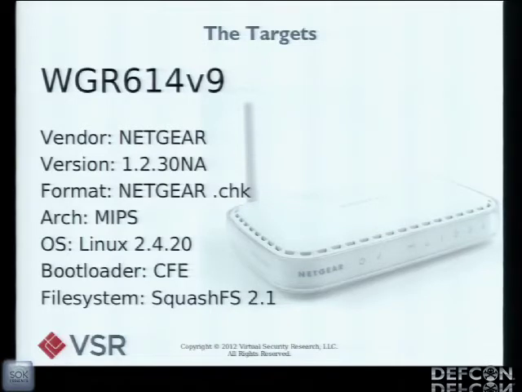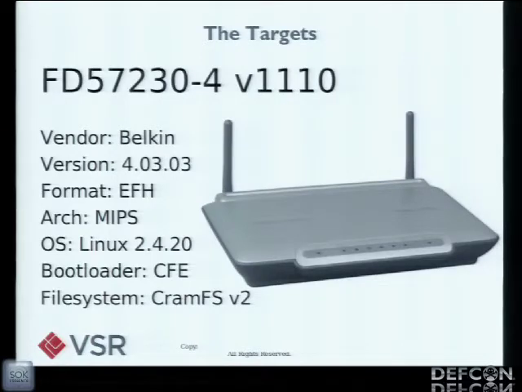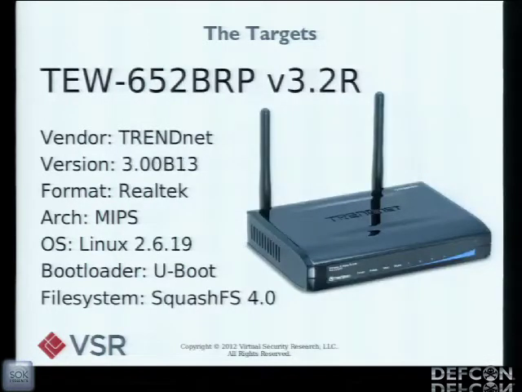The next router that I looked at was a WGR 614 version 9, pretty much same specs across the board, except it's using an older version of SquashFS. Next router was the Belkin F5D7234 with version 1110. It uses the extended firmware header format, which is proprietary to Belkin, I believe. Again, MIPS, the same old version of Linux, the same bootloader, but this uses the read-only CramFS file system.